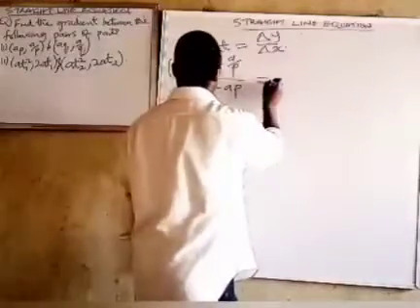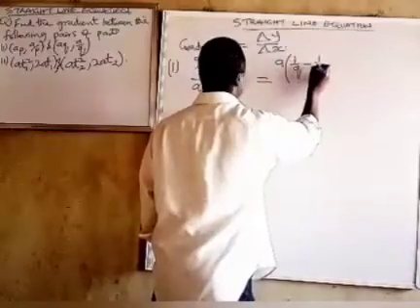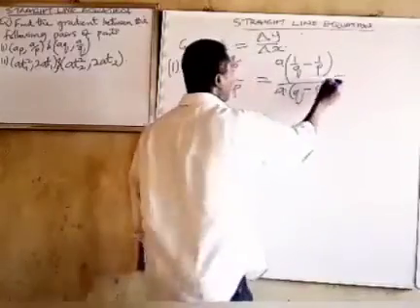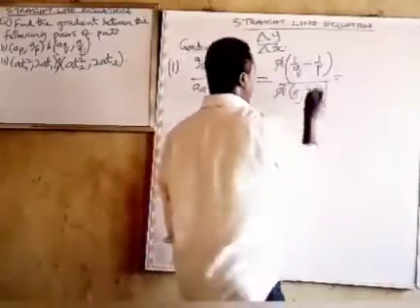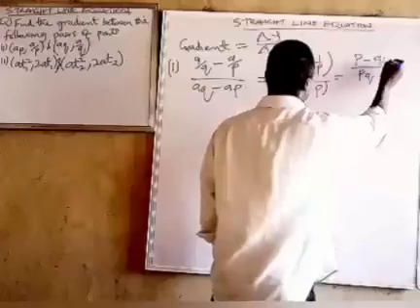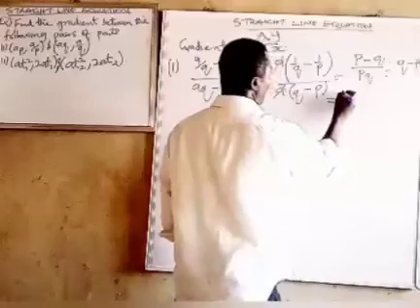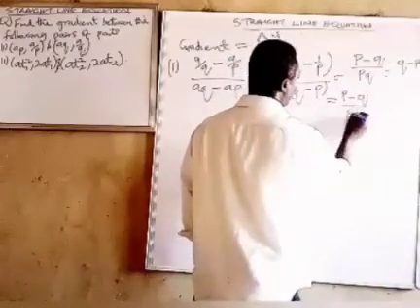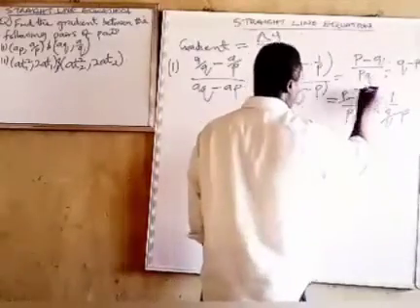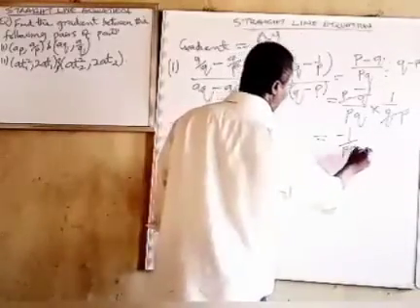So what do we have here? We have a into 1 over q minus 1 over p, over a into q minus p. So what do we have now? This one cancels this. We are going to have p minus q all over pq divided by q minus p. So that gives p minus q over pq times 1 over q minus p. When you cancel this one, it becomes minus 1. So our answer for the first question is going to be minus 1 over pq.